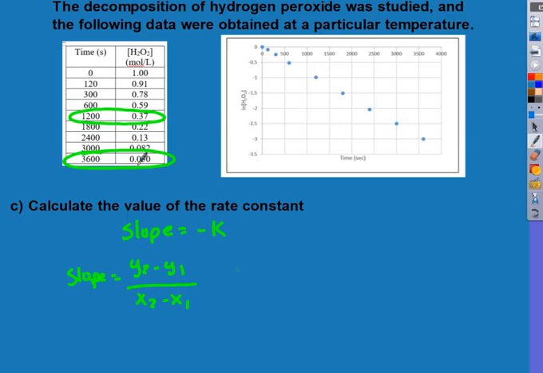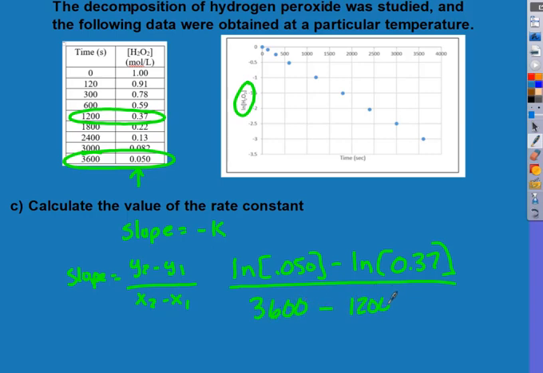For my y, I didn't plug in concentration. I used ln of concentration. So it should be ln of 0.050 minus ln of 0.37. And again, I just chose two of them. I could have chosen the first and last one, at 0 seconds and 600 seconds. They just shouldn't be right next to each other. And then for x, it was 3,600 seconds minus 1,200 seconds.